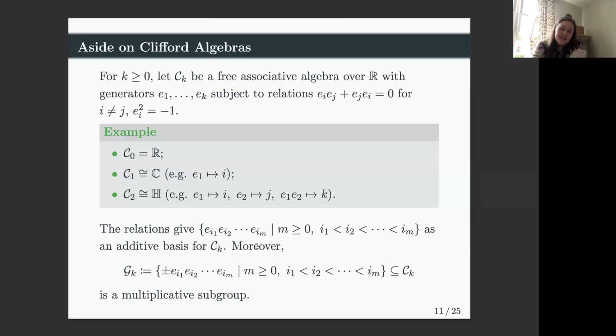I'm going to call that Gk. And for a couple of slides, we have to remember this Gk. So this Gk is all the monomials in the generators of the Clifford algebra where the indexing is strictly increasing, and there's plus or minus.